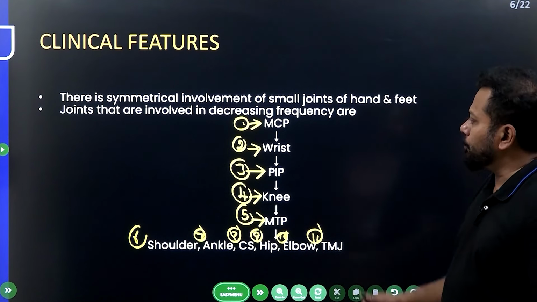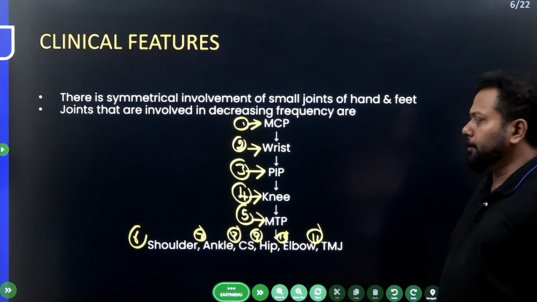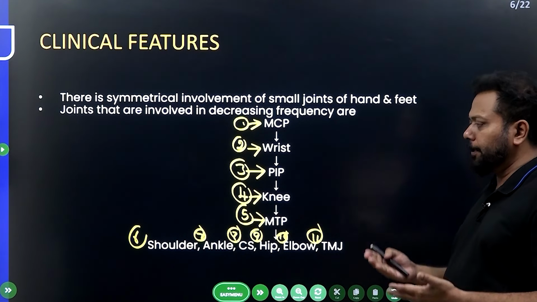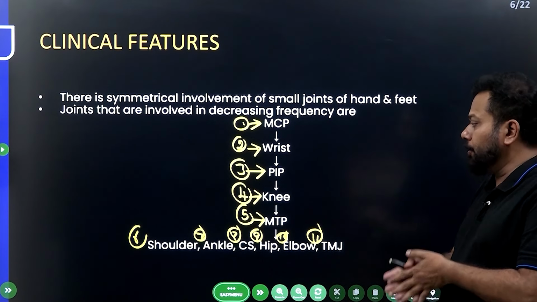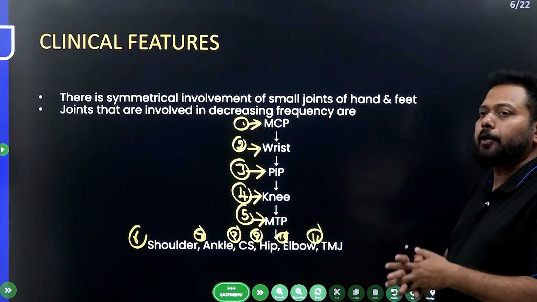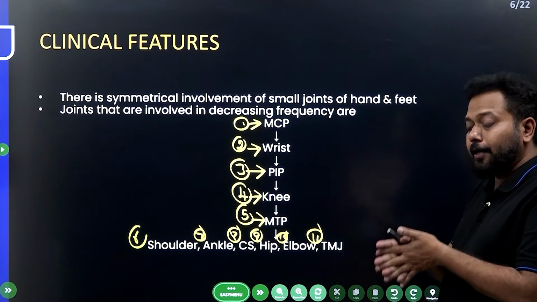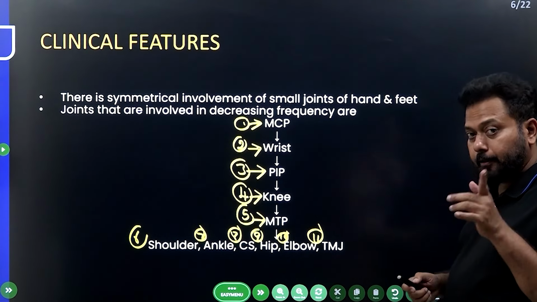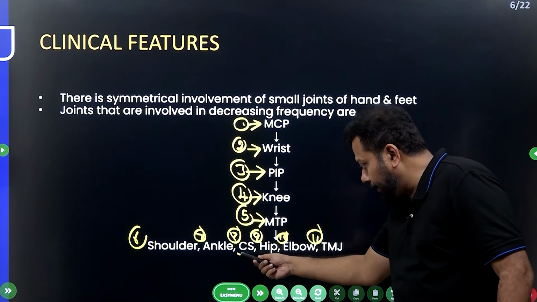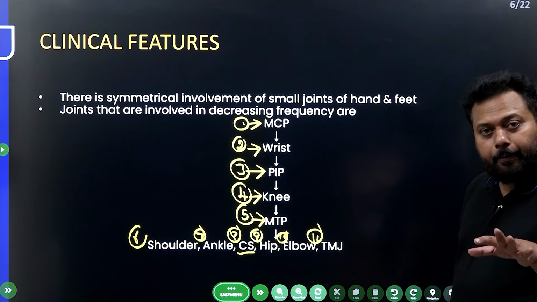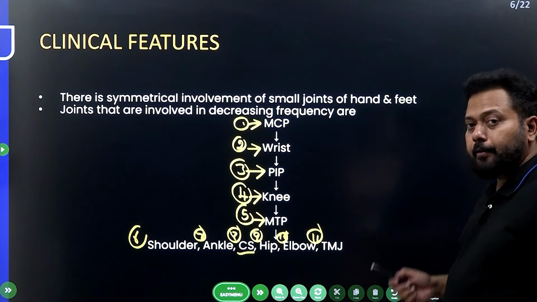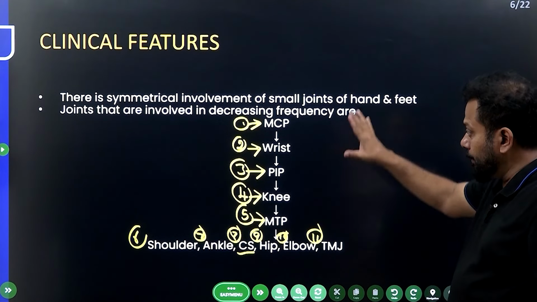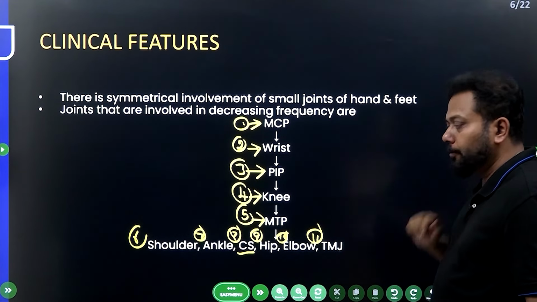Okay. So the most common joint involved is metacarpophalangeal joint, wrist joint, proximal interphalangeal joint, knee joint, metatarsophalangeal joint, shoulder joint, ankle joint, cervical spine. This point is very important. That's why I am stressing again. Cervical spine, hip, elbow, then temporomandibular joints. These are the joints that are involved.